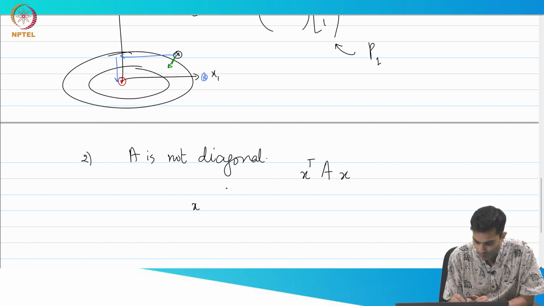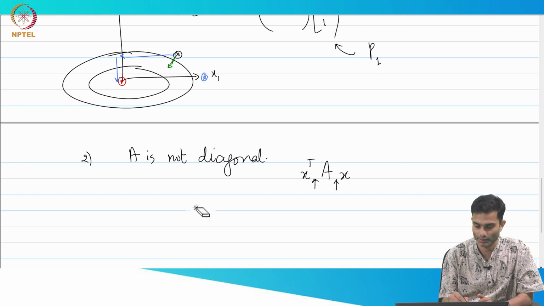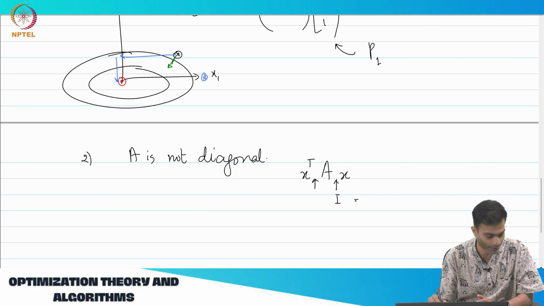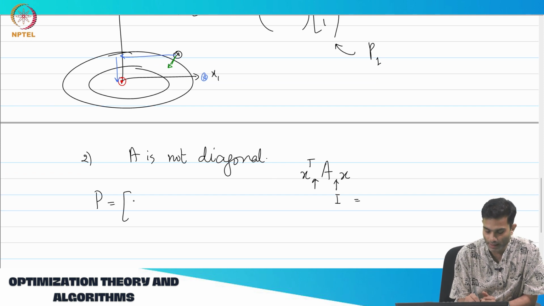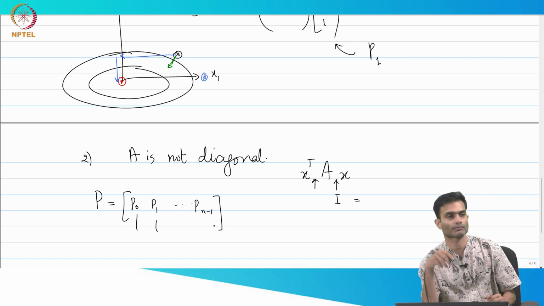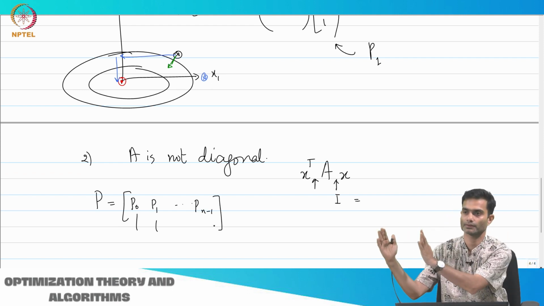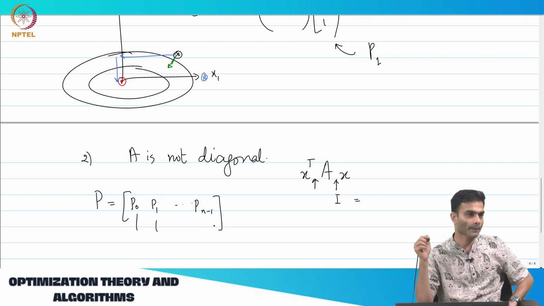So in this expression over here, I can insert identity here and here in a clever way, right? Let me take my P matrix as P0, P1 all the way up to Pn minus 1. This is my P matrix. I have all my conjugate directions over there. What would be a nice way of writing identity?